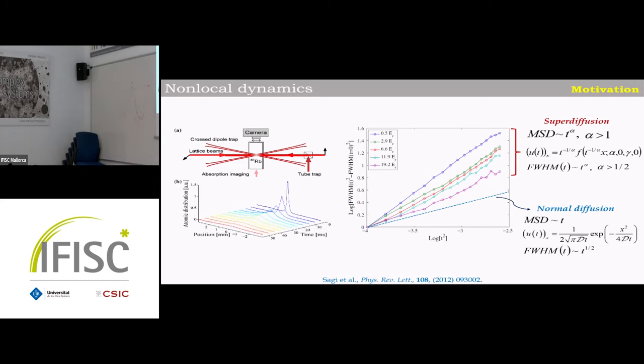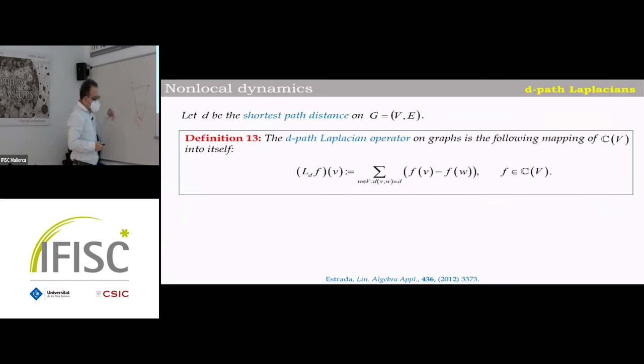But what they observe experimentally is that the mean square displacement scales with t to a power alpha, in which alpha is larger than one, and that the full width at half maximum scales with t to the alpha, with alpha larger than 1/2. And the distribution that they observe is far from being a Gaussian. It's like a cusp, and this kind of distribution is known as the stable distribution. Of course, the stable distribution generalizes the Gaussian one, so the Gaussian distribution is a particular case of the stable distribution.